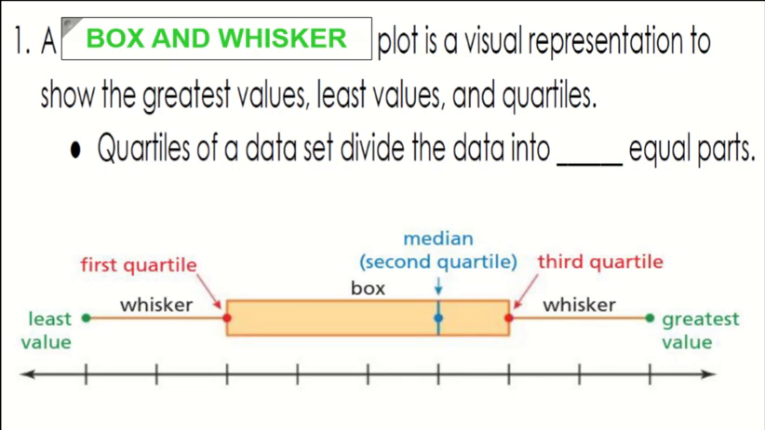All it says there: a box and whisker plot is a visual representation to show the greatest values, least values, and quartiles. Quartiles is the new word there. What quartiles do is they divide the data into, how many parts do you think quartiles do? 4, yeah. Quarts, 4 quarts in a gallon, 4 quarters in a dollar, right? So generally, if you see that quart, that's what that's going to mean, is 4 sections.